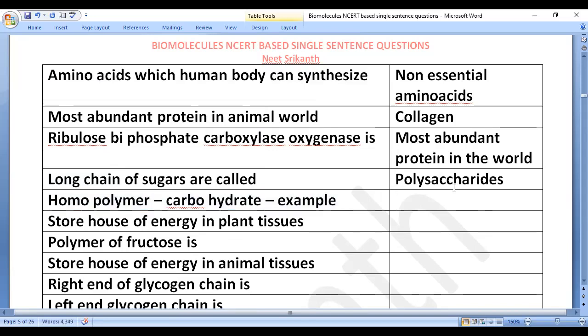Homopolymer carbohydrate example: cellulose. Storehouse of energy in plant tissues: starch. Polymer of fructose is inulin. Storehouse of energy in animal tissues: glycogen.